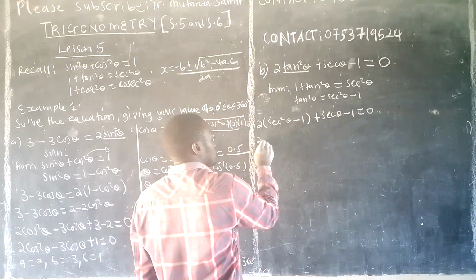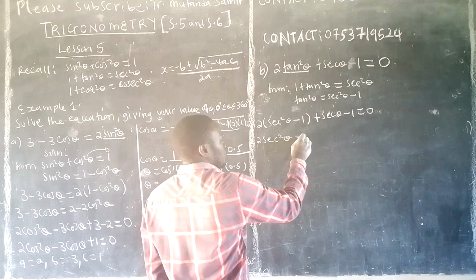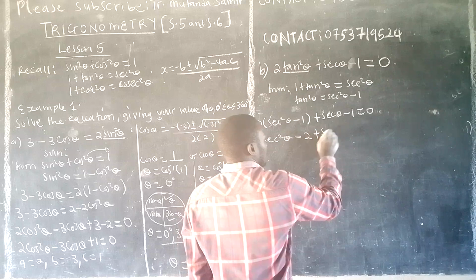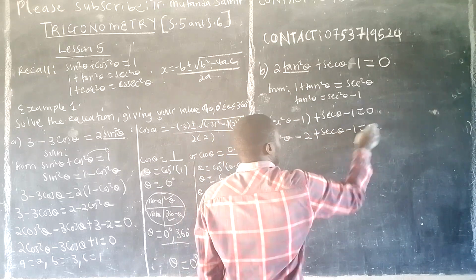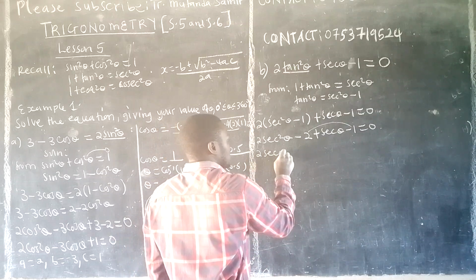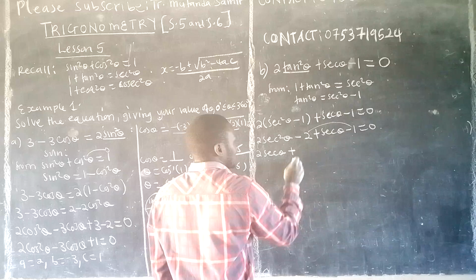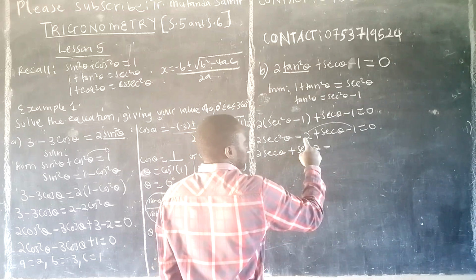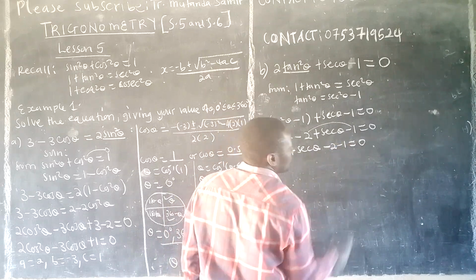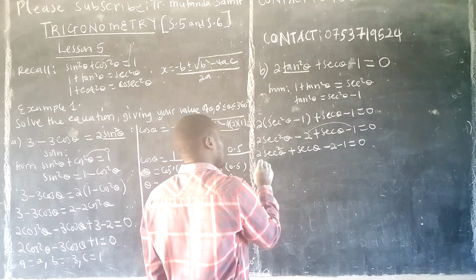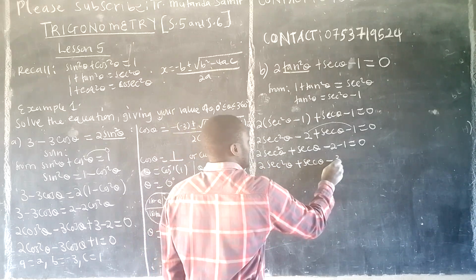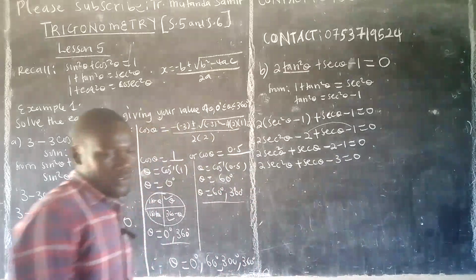Let's multiply. We shall get 2 sec squared theta minus 2, 2 times this, 2 times negative 1 will be negative 2, plus sec theta minus 1 equals 0. Now you're going to handle this and that, which will give us negative 3. So that will be 2 sec squared theta plus, like terms, sec theta, minus 2 minus 1 will give us negative 3, equals 0. So 2 sec squared theta plus sec theta minus 3 equals 0. From there, you go for the quadratic formula.